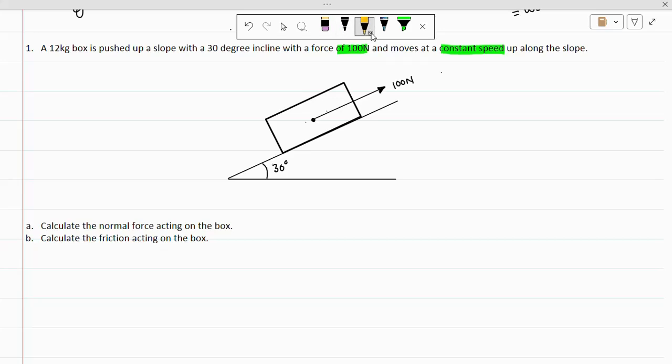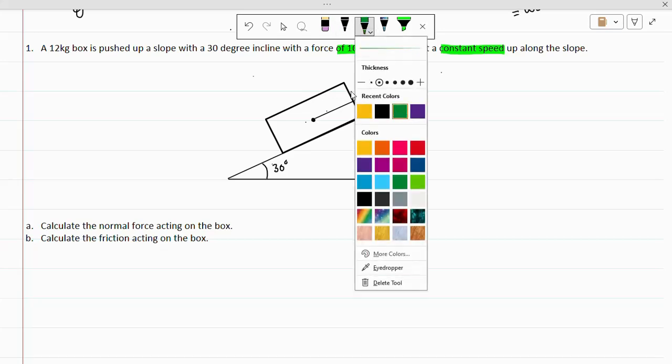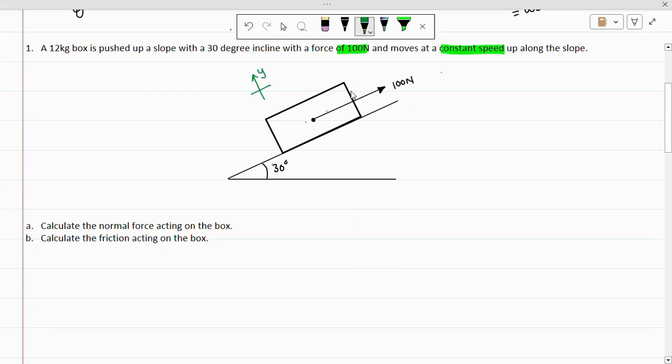So again, if our y is perpendicular to the slope and our x is up the slope, that means that acceleration in the x direction is equal to 0 meters per second squared. Right, perfect. So that's all the information that we're given. Calculate the normal force acting on the box.